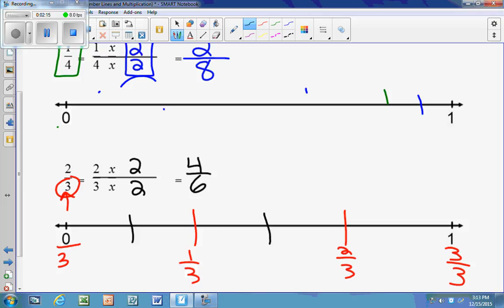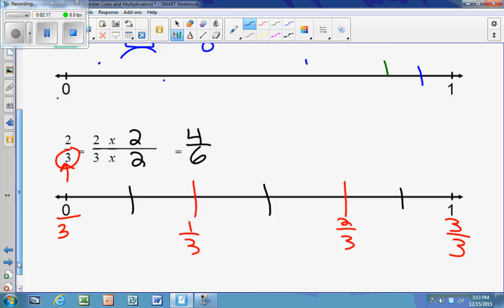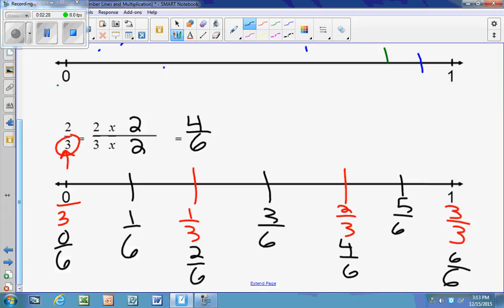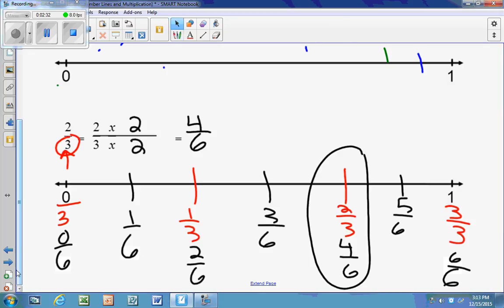So if we split thirds in half, we make 6. So now we have 0/6, 1/6, 2/6, 3/6, 4/6, 5/6, and 6/6. And we see that 2/3 and 4/6 are equivalent fractions. They are equal to each other.